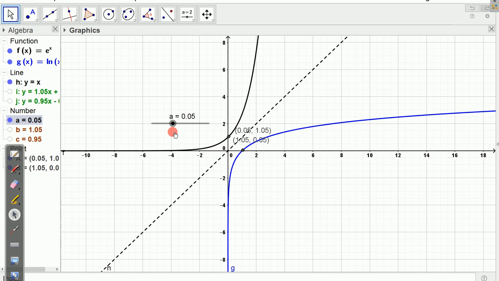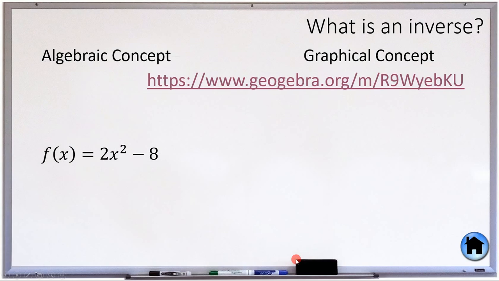I can't quite get it perfectly on there, can I? Oh well. So no matter where I put these two points, you'll see that the x value becomes the y value and the y value becomes the x value. And that's what we're going to use to find the algebraic function for an inverse.